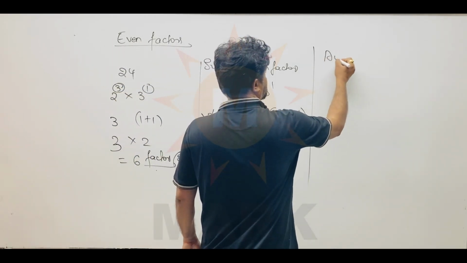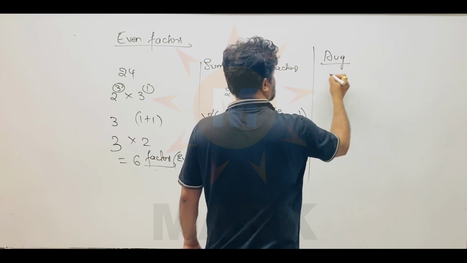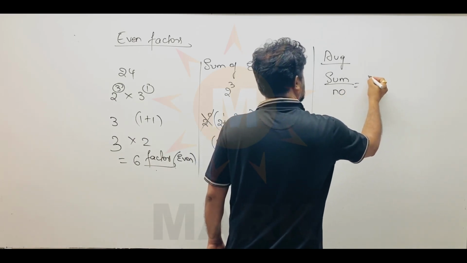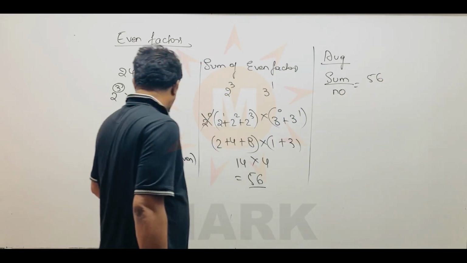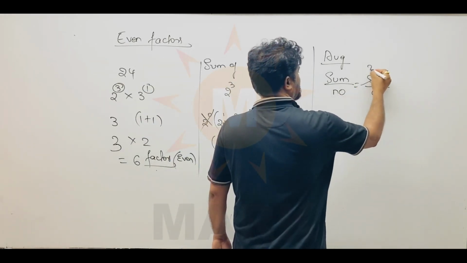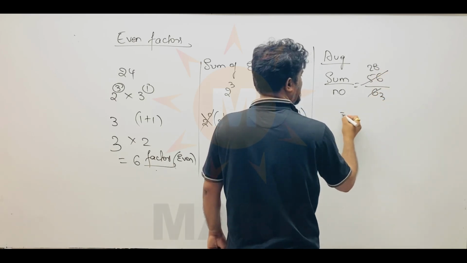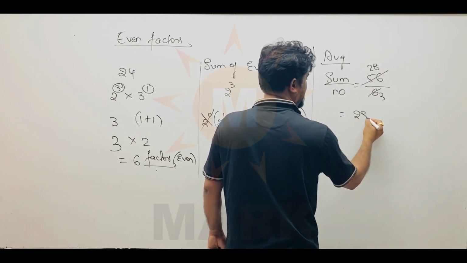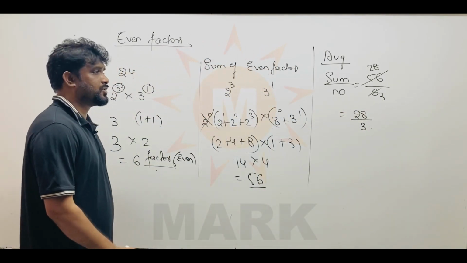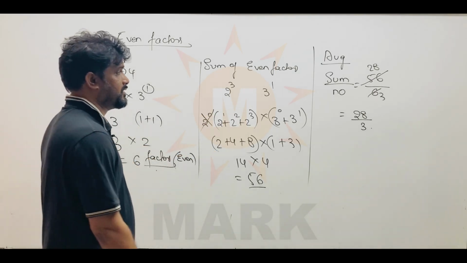Now average is nothing but sum by number. What is the sum? 56. How many factors are there? 6. So that is 28 by 3. What is the average of even factors? That is 28 by 3. So 28 by 3 is the average.